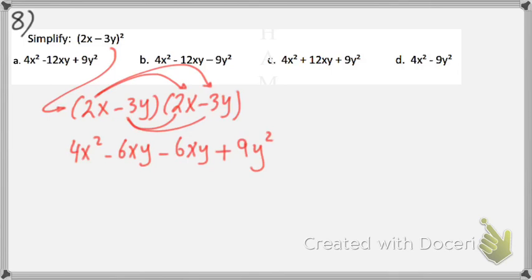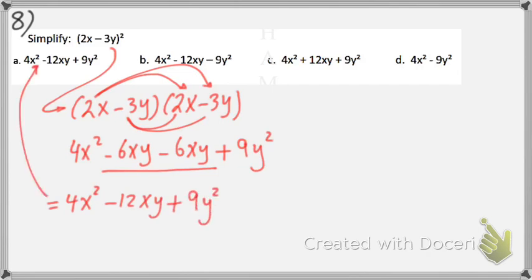I will figure out that I have two like terms in the middle, negative 6xy and negative 6xy. Negative 6 and negative 6 is negative 12. So the final answer is 4x squared minus 12xy plus 9y squared. So the answer is A.